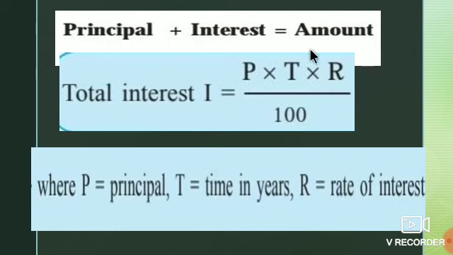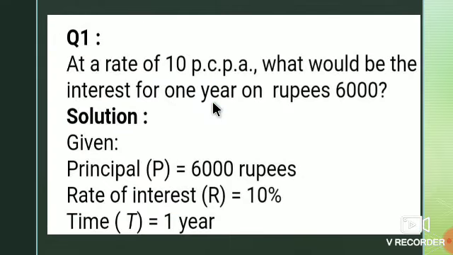And the formula of the amount: principal plus interest is amount. So you can write there A is equal to P plus I. And this is the formula of the interest. Understood? Let's see the example.